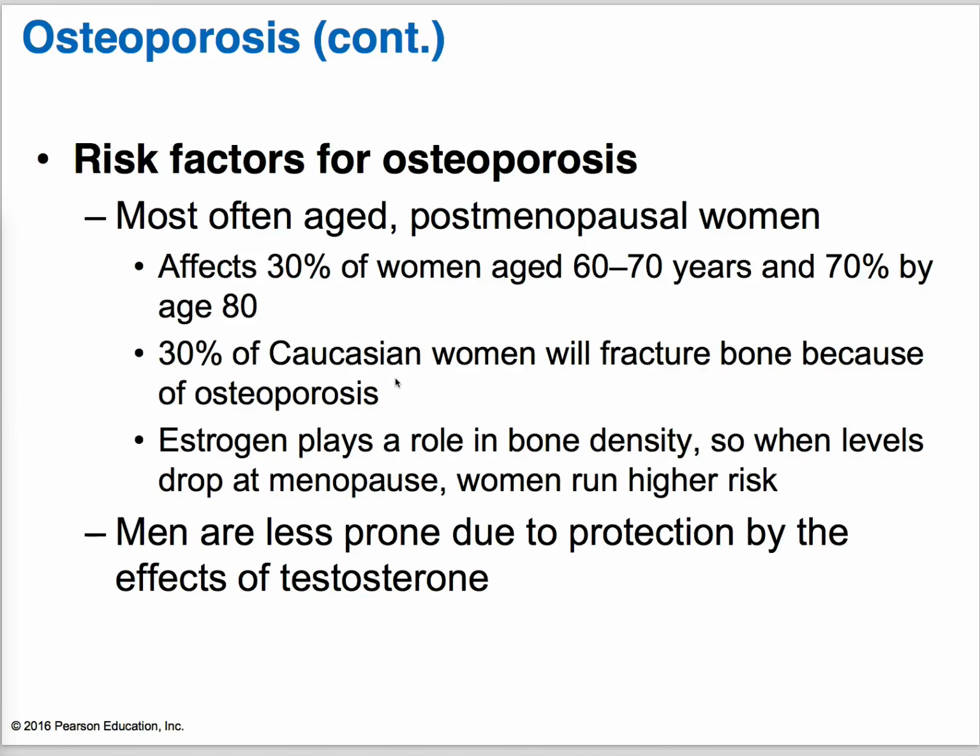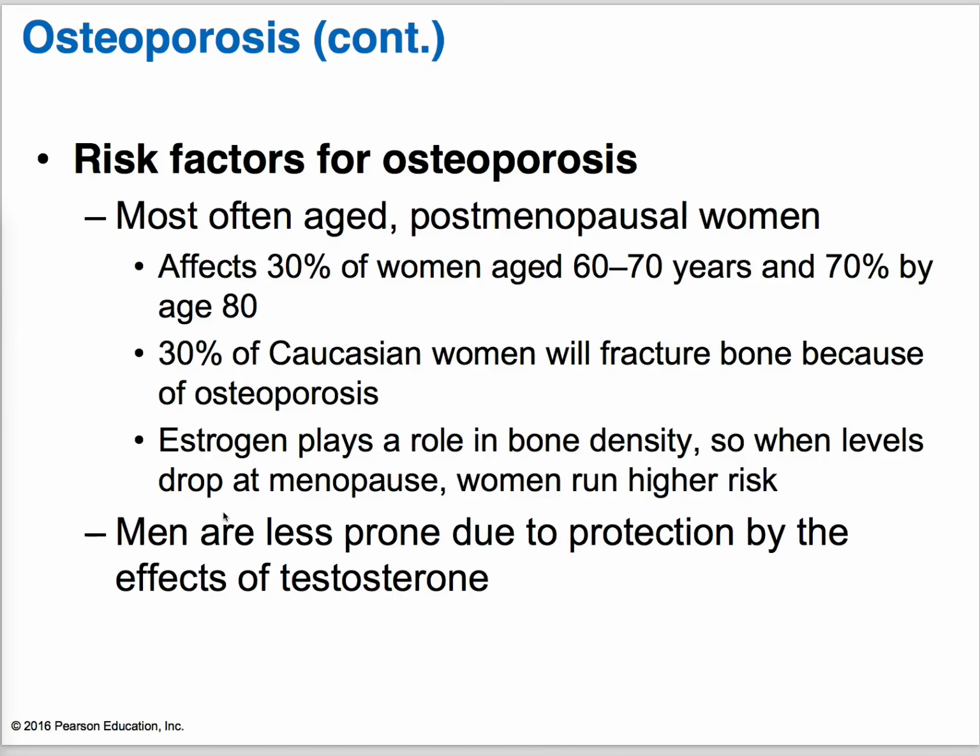So 30% of all women between the ages of 60 to 70 years old are affected with osteoporosis, and this number rises to 70% by the time they get to age 80. So an 80-year-old woman has a 70% chance of developing osteoporosis. Now, 30% of Caucasian women will suffer fractures because of osteoporosis.